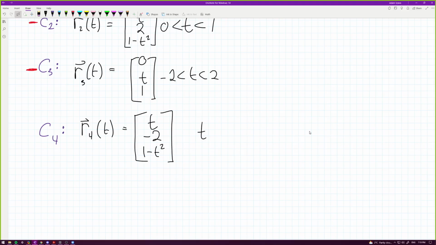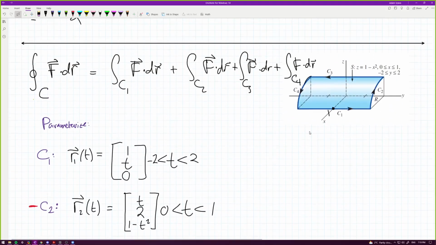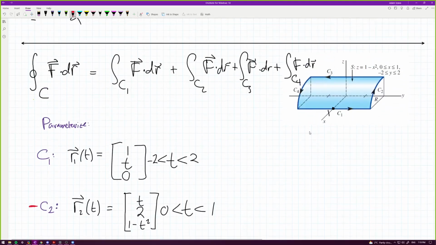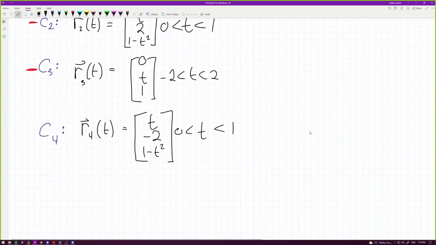And how does t vary? Well, t is our x value. It varies between 0 and 1. And in this case, it's oriented the correct way, right? We want to go from x value 0 to 1. Remember that this is the x-axis, that's the y-axis, z-axis. So important to note there.